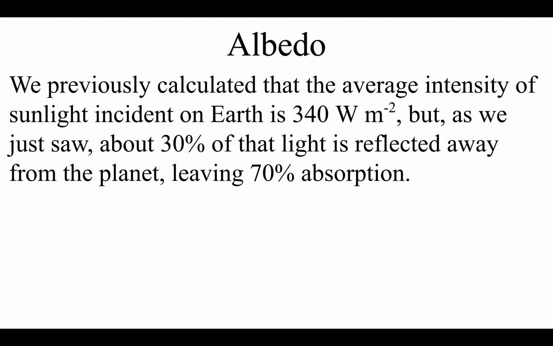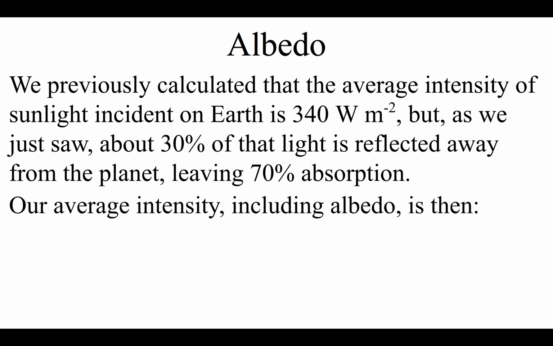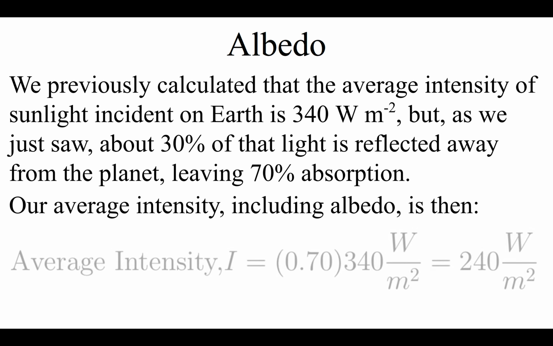Okay, we previously calculated that the average intensity of sunlight incident on the Earth is 340 watts per meter squared, but we had not considered albedo in that previous calculation. So if 30% of the light is reflected away from the planet, leaving 70% absorption, then if we include albedo in our calculation, we will find that our average intensity now is equal to about 240 watts per meter squared at any given point on the planet. And again, this is an average, so that value is going to vary quite a lot.